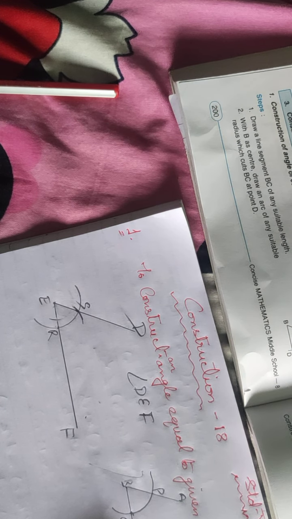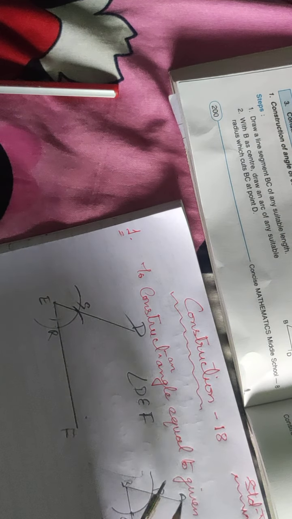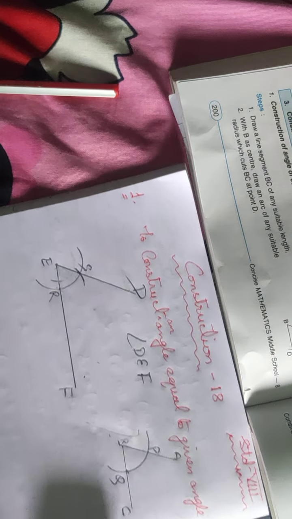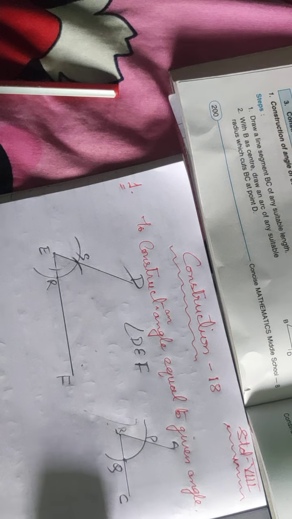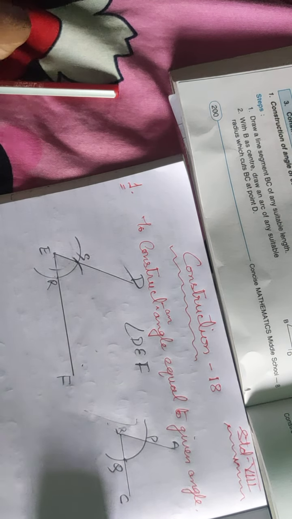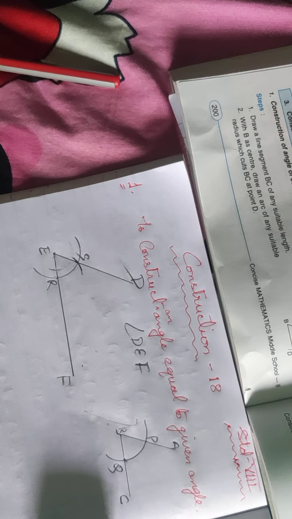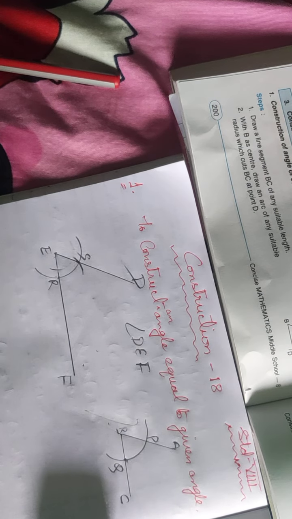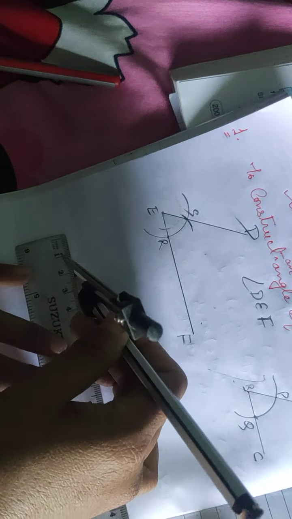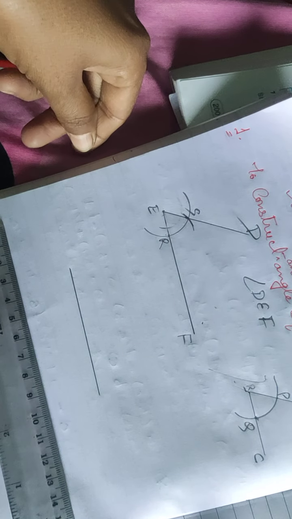So this is angle DEF obtained, which is equal to angle ABC. You can see easily, you can draw it. Now second, to draw the bisector of a given angle. How will you draw an angle bisector? Just see here, take a line segment, any 5 cm, 4 cm according to your convenience.